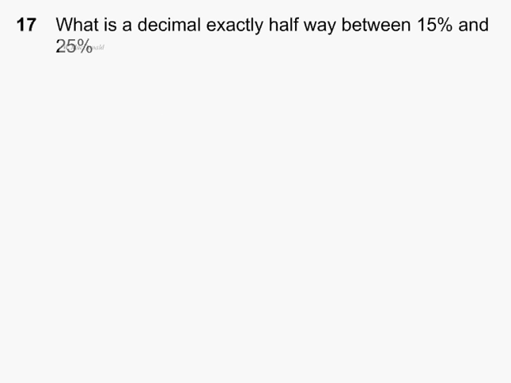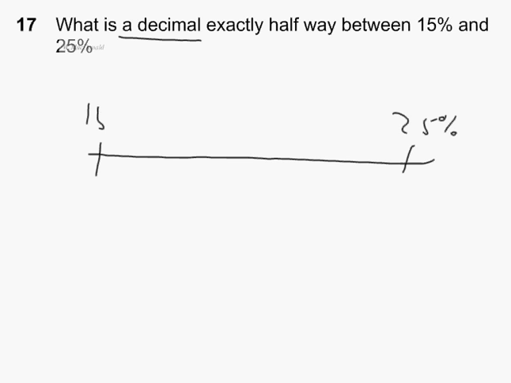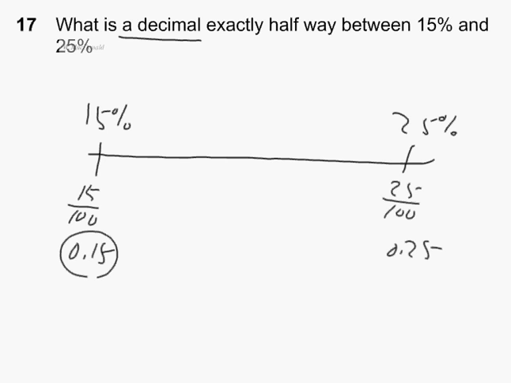Question 17 says, what decimal, a lot of people put a fraction, is halfway between 15% and 25%. So I'm going to put 25% here, and I'm going to put 15% here. How many of you used a number line to figure this out? It's the best strategy, right? 15% is 0.15. 25% is 25/100, which is 0.25. So what decimal would be exactly halfway between these two? It would be 0.20, or just 0.2.